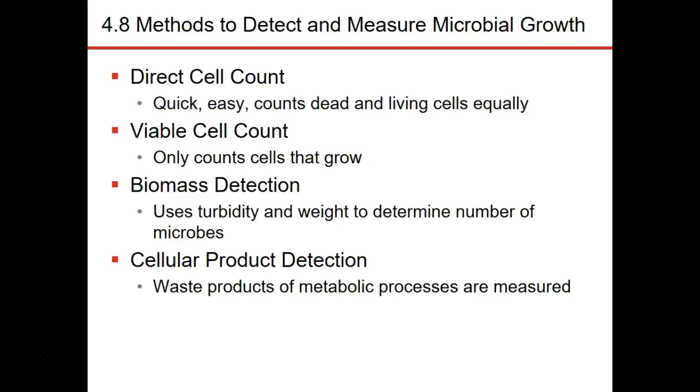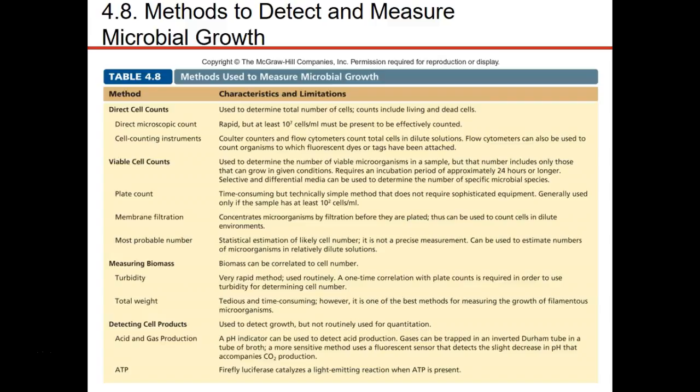We can use biomass. So this is where you're sending light waves through a broth, and you're determining the turbidity of the solution. And then we can actually use weight, so cellular detection by measuring the weight of the materials that are in a solution. So this kind of shows you the different things I was talking about.